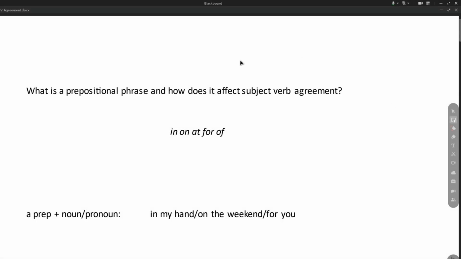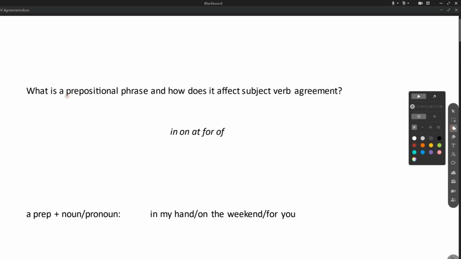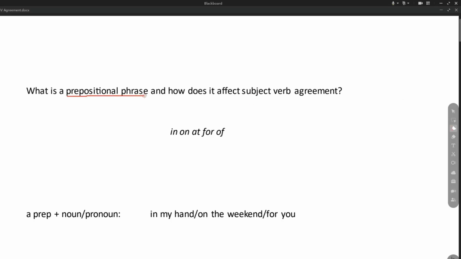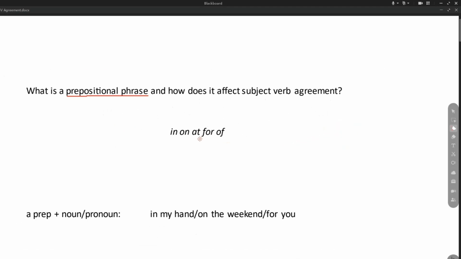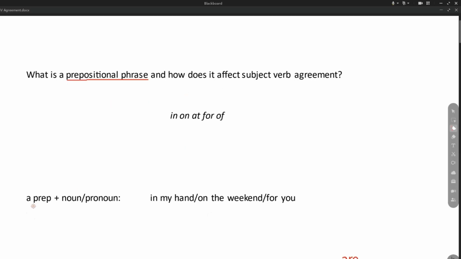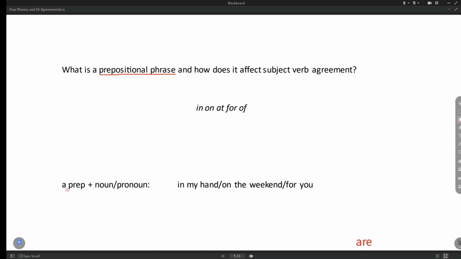All right, let's start by asking the question, what is a prepositional phrase and how does it affect subject-verb agreement? The first thing in a prepositional phrase is what's called a preposition. Here are 5 common examples of prepositions: in, on, at, for, and of. You'll have seen these words many times before. Any of these words followed by a noun, you have a prepositional phrase. So let's look down here. The definition of a prepositional phrase is a preposition plus a noun or pronoun.